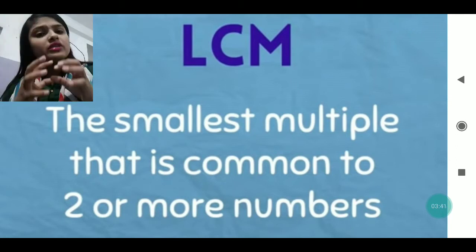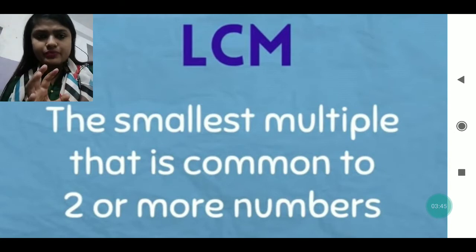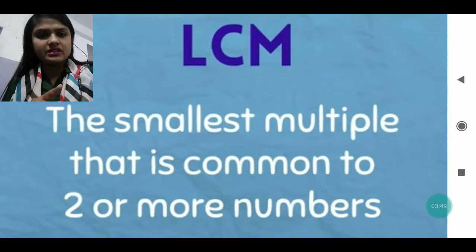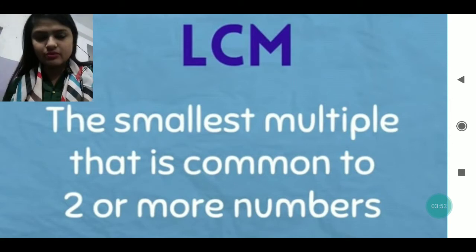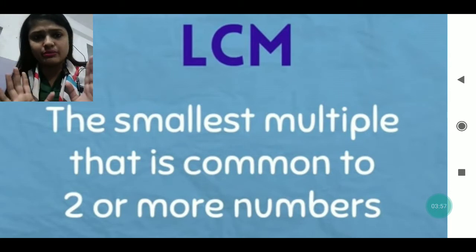When you find the LCM of those numbers, you have to see the least number which is common between them. The least common multiple will become the LCM of the two or more numbers that are given.